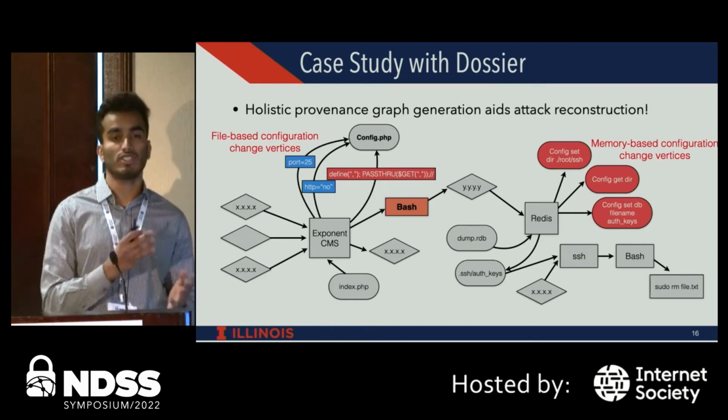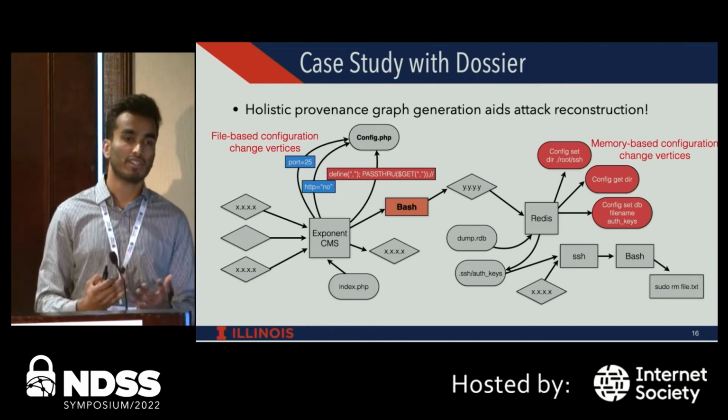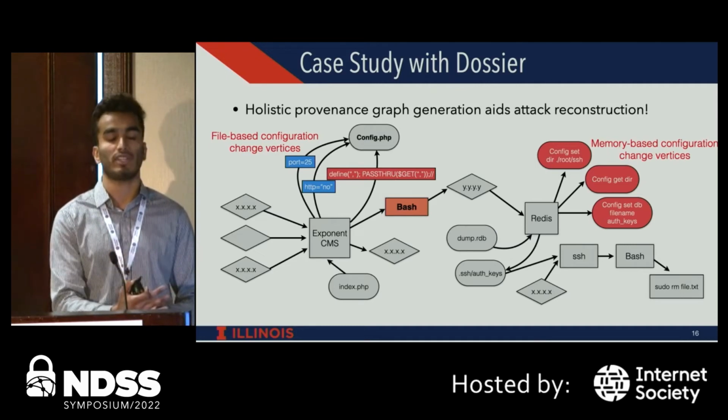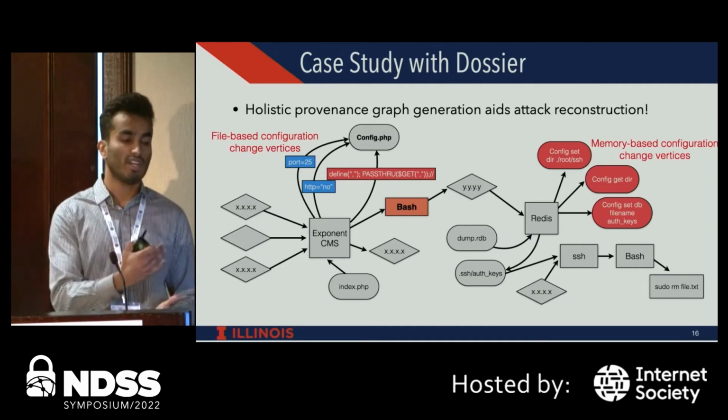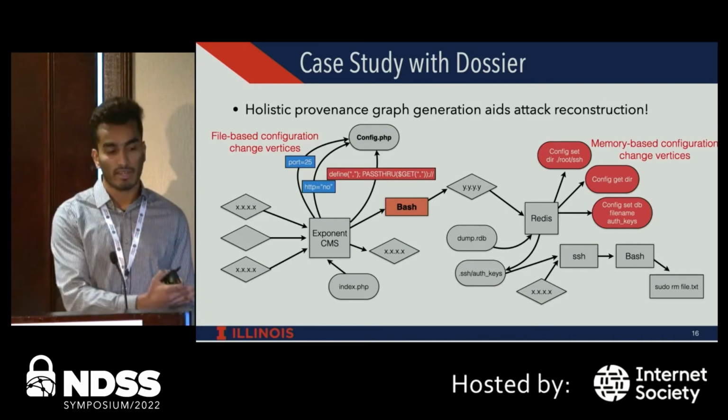As a result, the holistic provenance graph generation aids attack reconstruction and provides better context while identifying the root cause of the attack, which led to privilege escalation and which led to code injection.